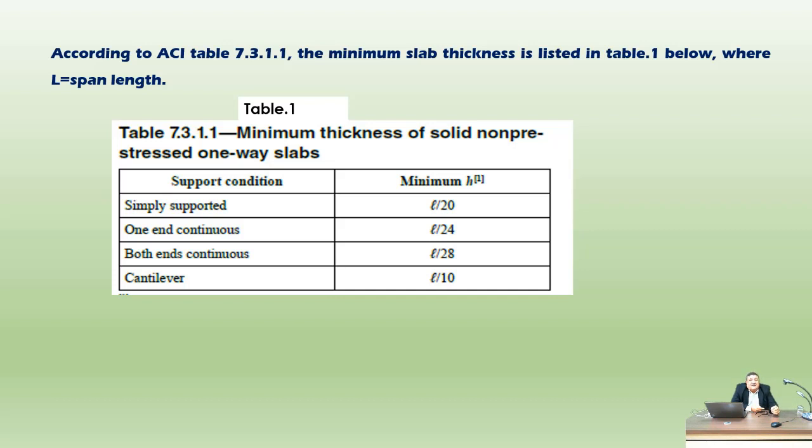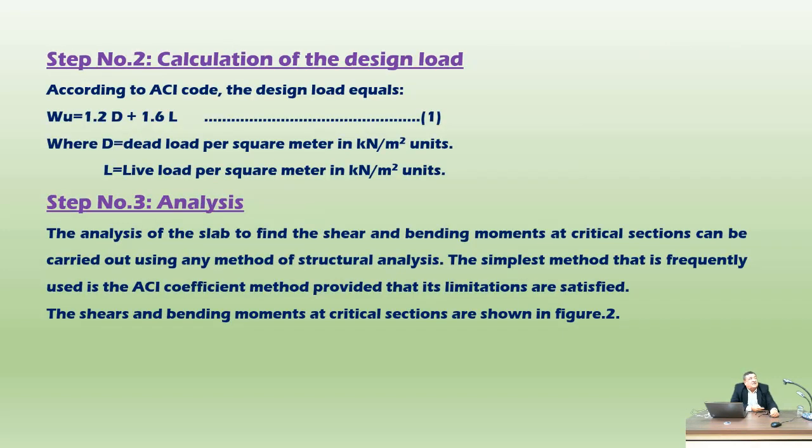For simply supported slabs, the minimum thickness is span length over 20. For one end continuous, the minimum thickness is the span length over 24. For both ends continuous, the minimum thickness is the span length over 28. For cantilever, the minimum thickness is the span length over 10. Step number 2, calculation of the design loads.